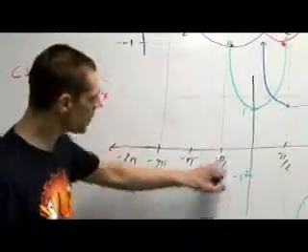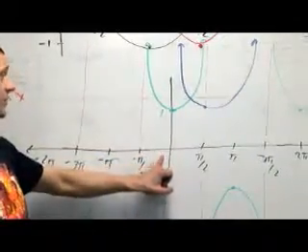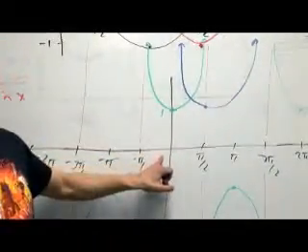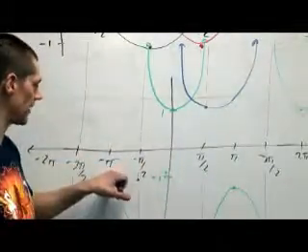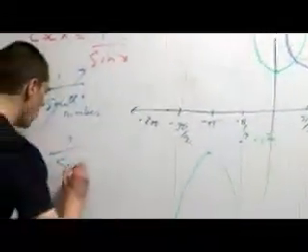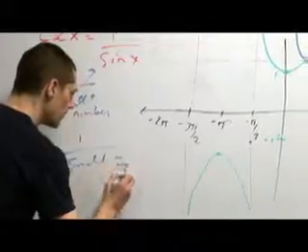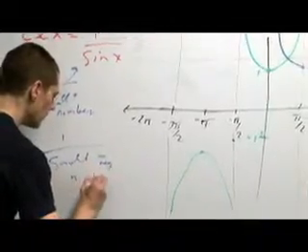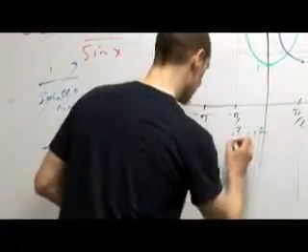As sine x goes to 0 from the negative side, sine will go to 0 through negative numbers. It'll be small negative numbers, same as to negative pi. So when you take 1 and you divide it by a very small negative number, it goes to negative infinity. So this is going to look something like this.